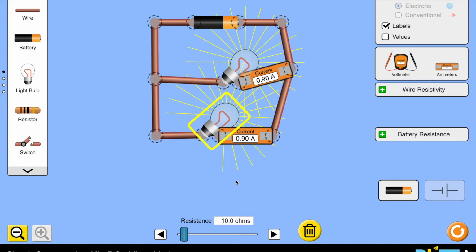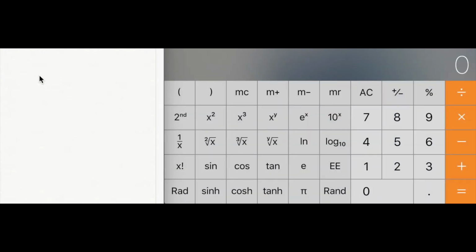Now the calculations for the total resistance are a little complicated, so let's do it together. I have my trusty calculator here and a notepad. So let's first write what we want to write into our calculator. We want to take 10 to the power of minus 1 plus 10 again, because that's the second resistance we saw, to the power of minus 1, and all that to the power of minus 1.